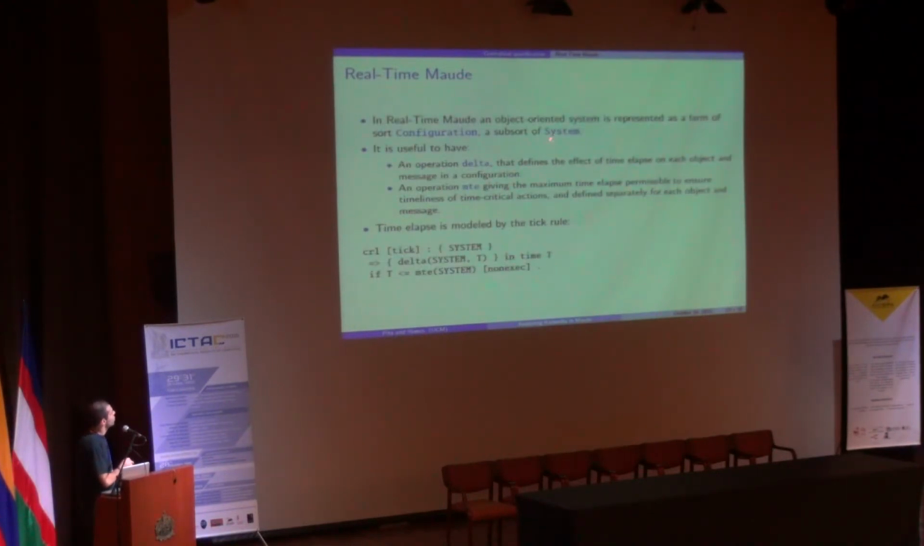We are lucky because a system can be just a configuration, just like we had before. And this is the form of the main rule in real-time mod. Given a global system, it evolves by applying a delta function in time t, where t is computed from this function here, which is the maximum time that can be elapsed and no critical actions occur.